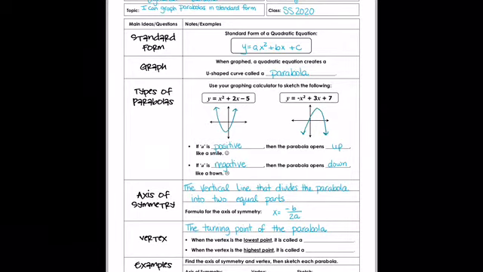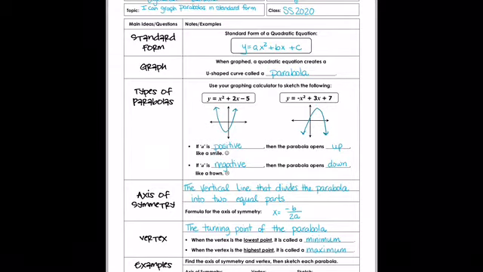When that vertex is the lowest point of the graph, it is called a minimum. When the vertex is the highest point, it's called a maximum, because it's going to be either the lowest value that y can be or the highest value that y can be. So let's look at this first one as an example.